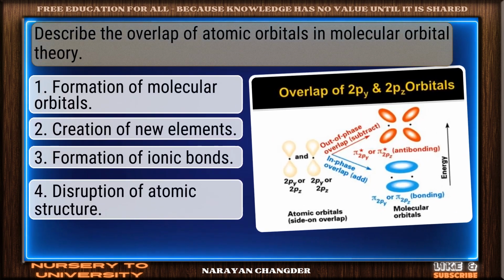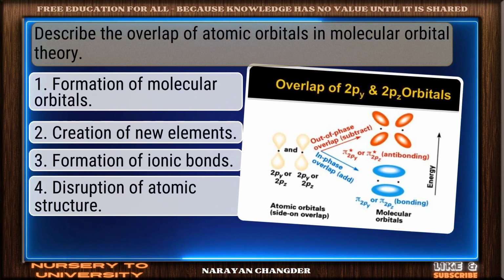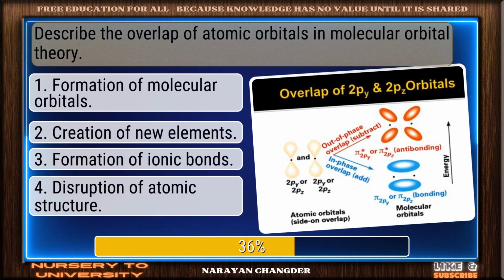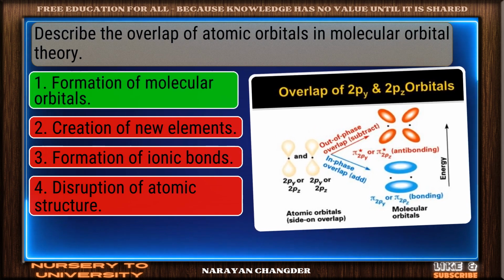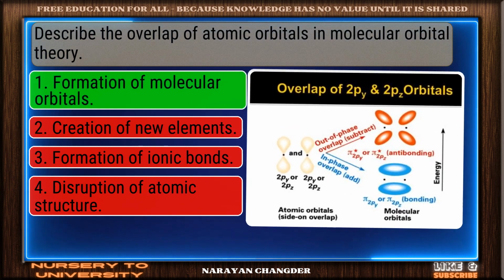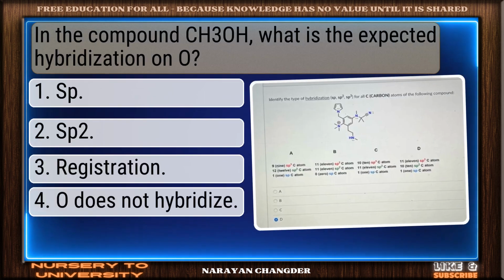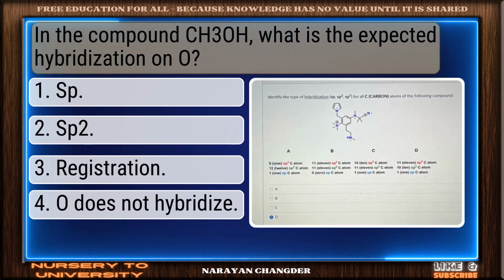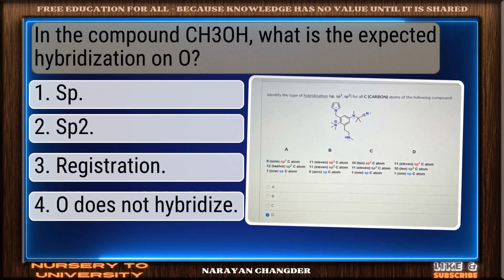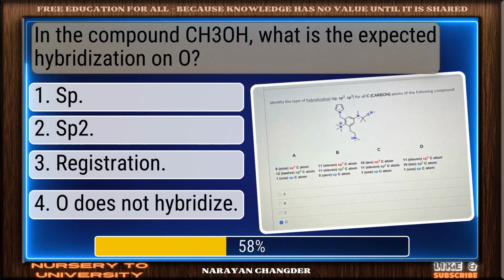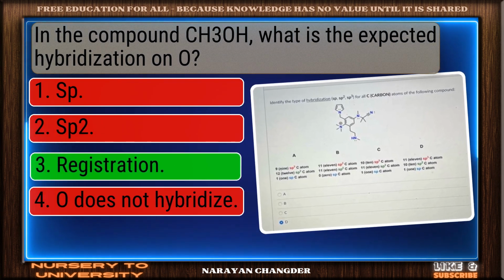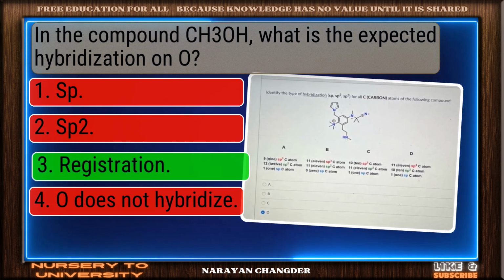Describe the overlap of atomic orbitals in molecular orbital theory. Nicely done. Formation of molecular orbitals is a solid answer. In the compound shown, what is the expected hybridization on O? You're right. sp3 is the correct answer.